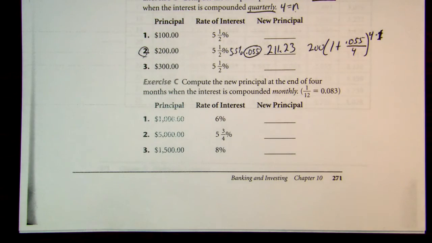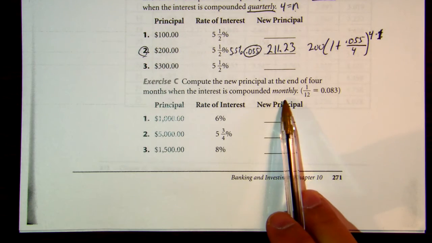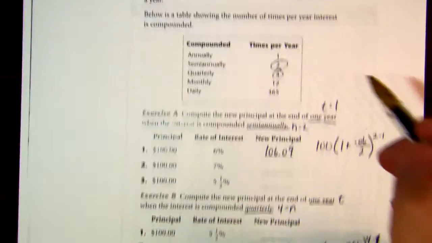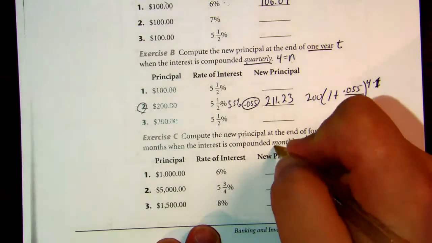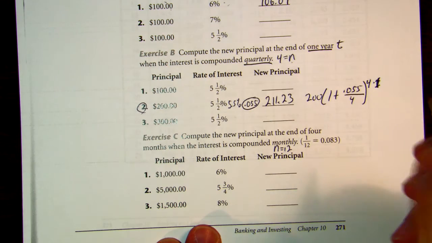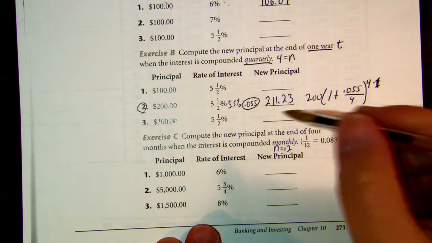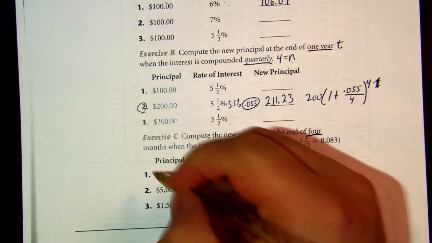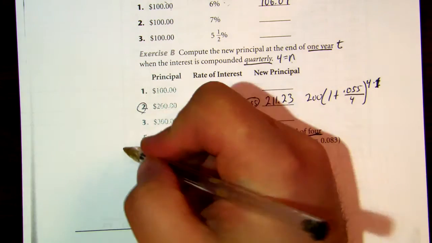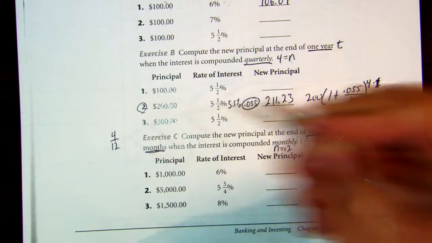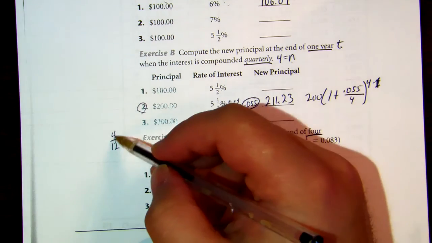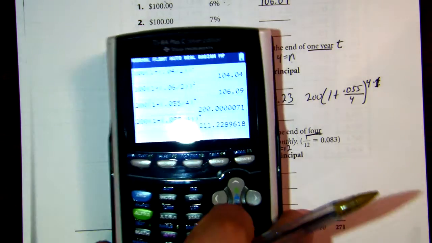Okay, now let's do it again when it's monthly. So monthly, we know from our chart here is 12 times per year. So our n equals 12. At the end of 4 months, that would be 4 divided by 12, so it's not for 1 year. It's going to be for 4 over 12 as a decimal.